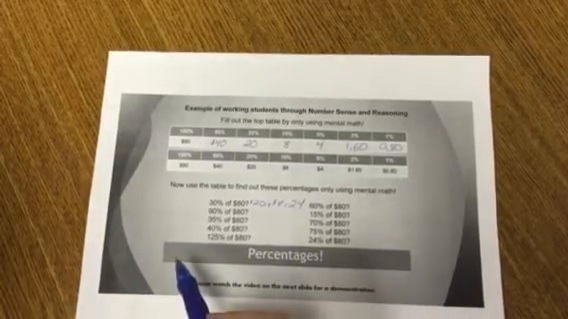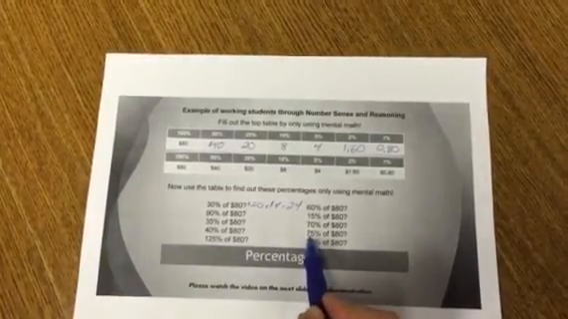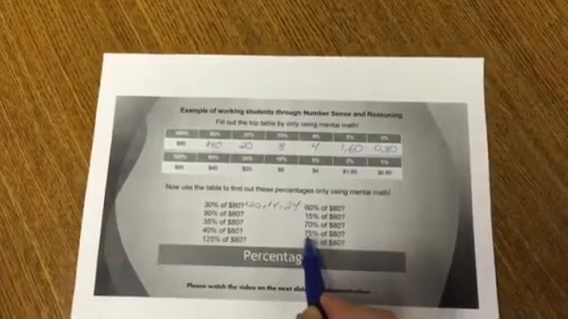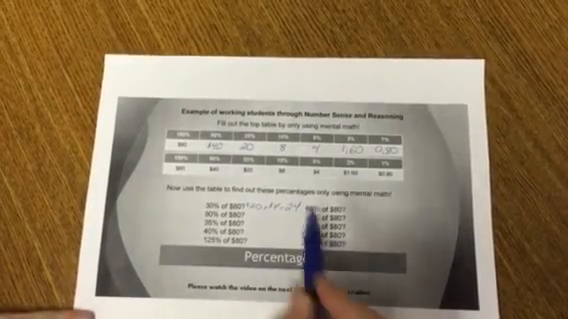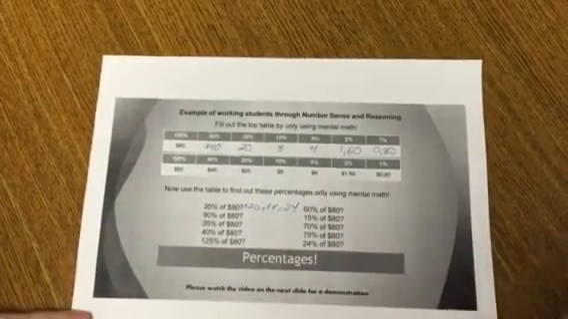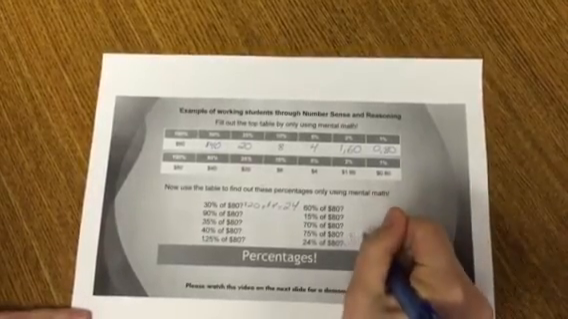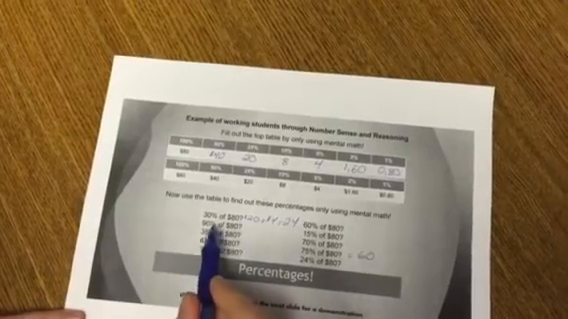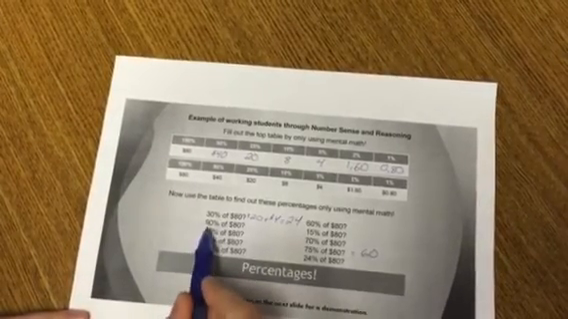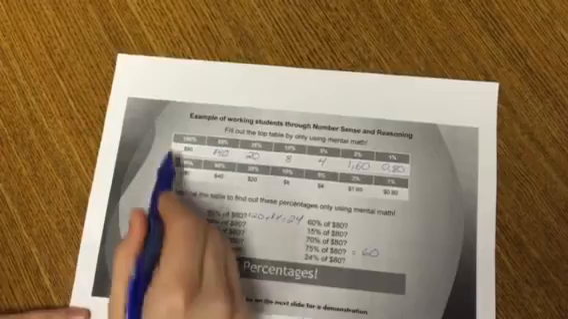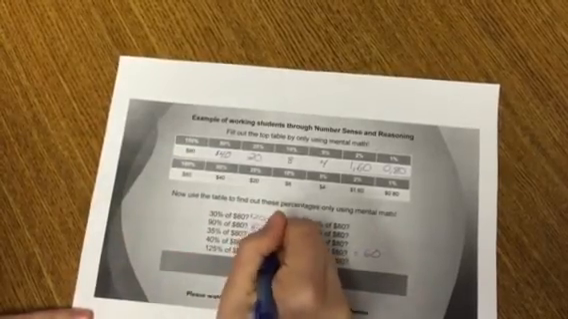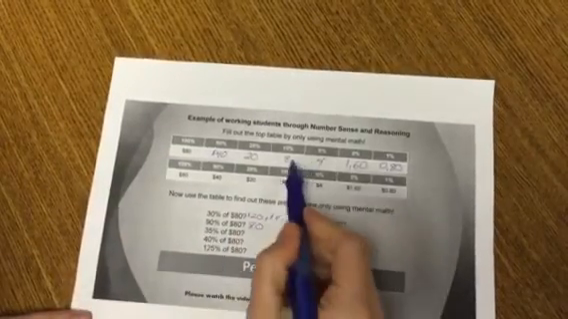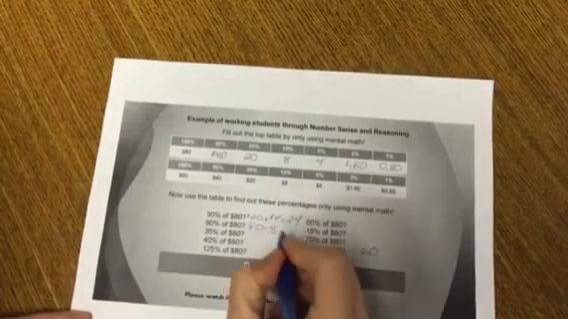Let's try another one. Let's try 75% of 80. 75% of 80 should be fairly easy. My 25% of 80 is 20, and if I just multiply that by 3, I will get 60. Okay. Let's try 90% of 80. So I'm actually going to go 100% of 80, which is $80, and I want 10% less, minus 8. So 80 minus 8 will be $72.